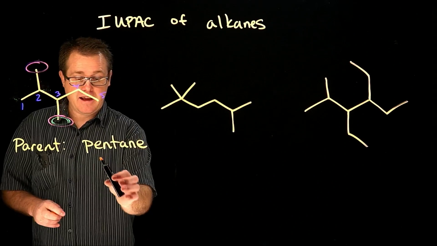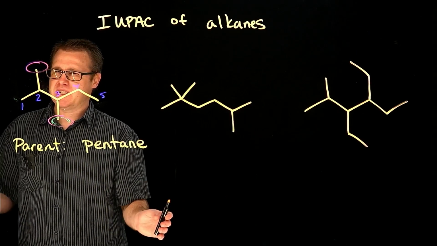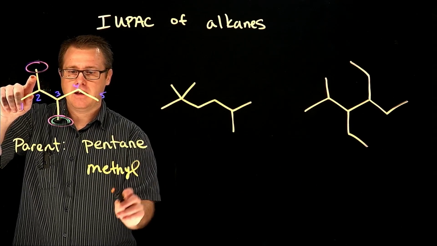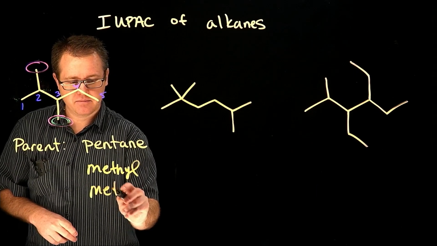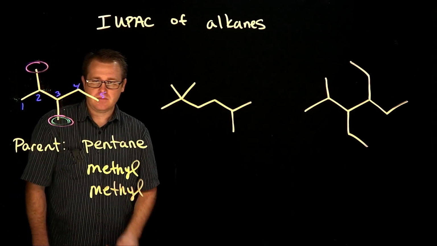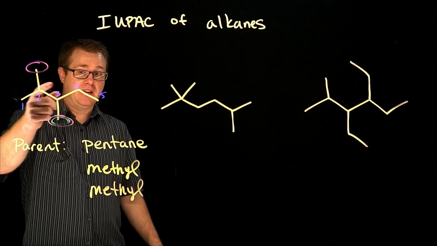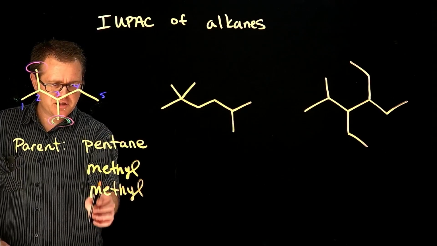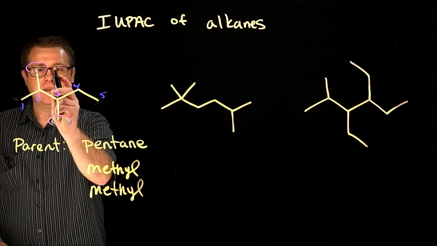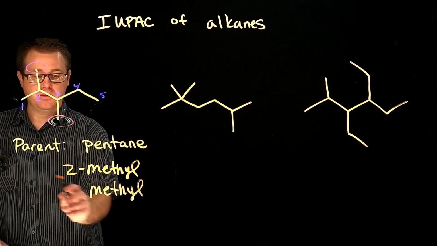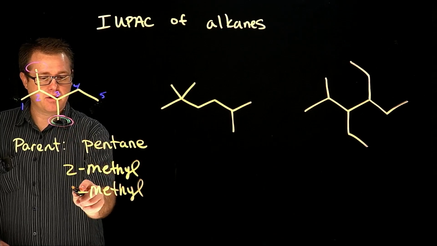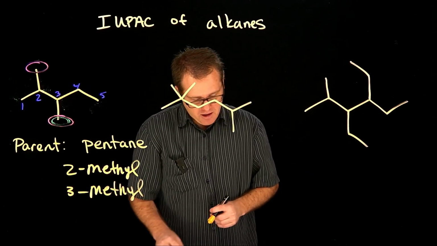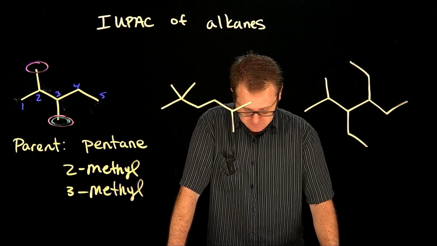And so we can then also put up on the board here, what substituents do we have? We have a methyl, and we have another methyl. So I put that down. Now we've already numbered the parent chain correctly, so now we need to differentiate which methyl is which. And we'll put this methyl at carbon 2 and this methyl at carbon 3. And now we just put this all together.